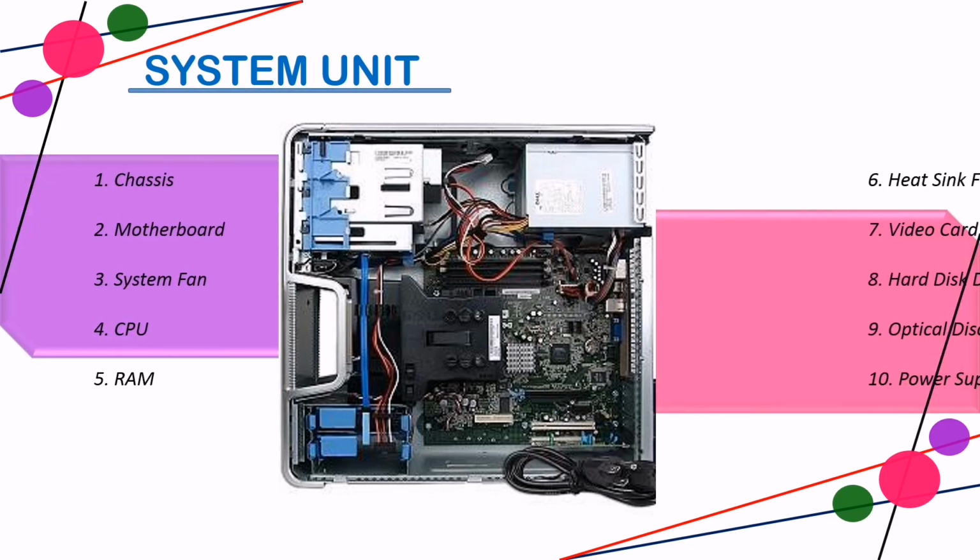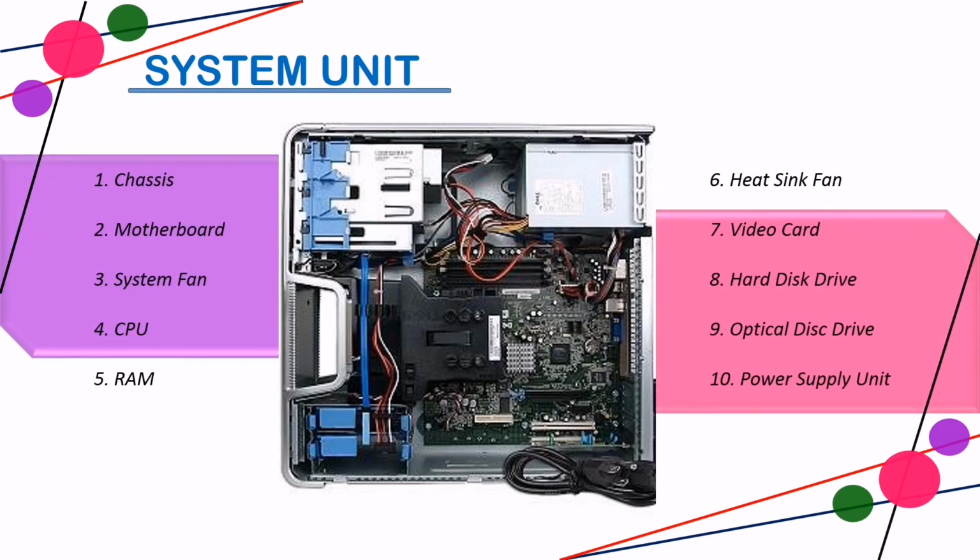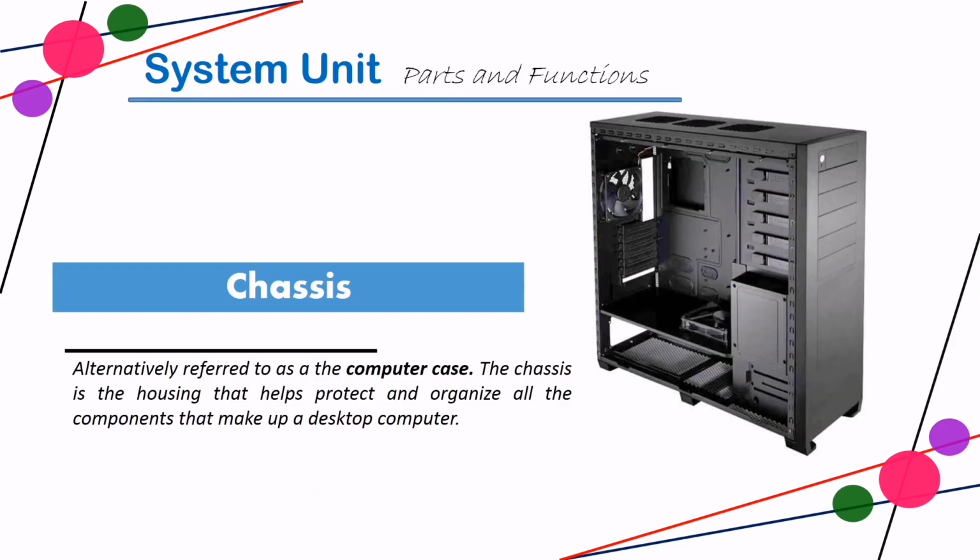Components of the system unit are chassis, motherboard, system fan, CPU, RAM, heatsink fan, video card, hard disk drive, optical disk drive, power supply. Chassis, alternatively referred to as the computer case. The chassis is the housing that helps protect and organize all the components that make up a desktop computer.